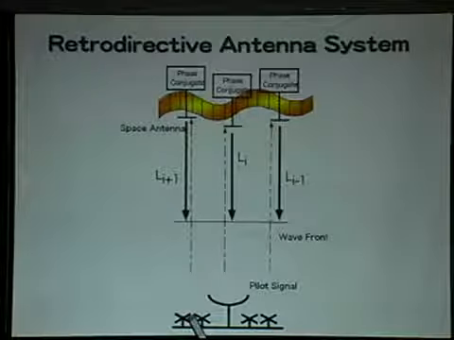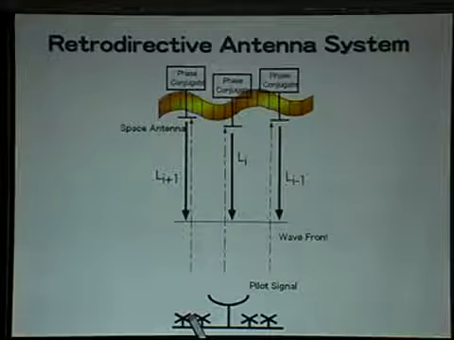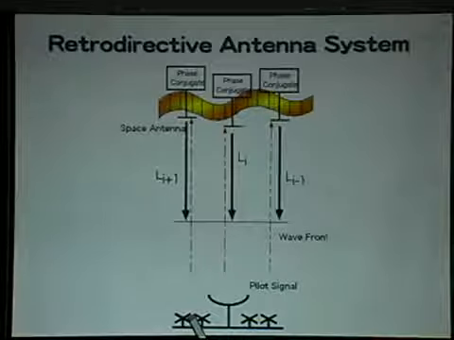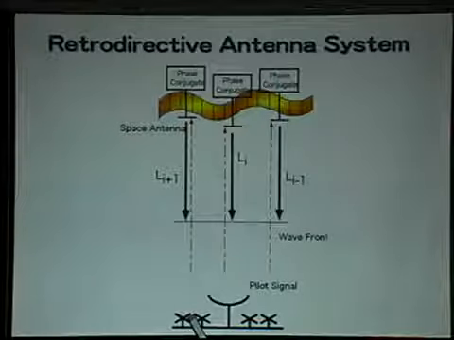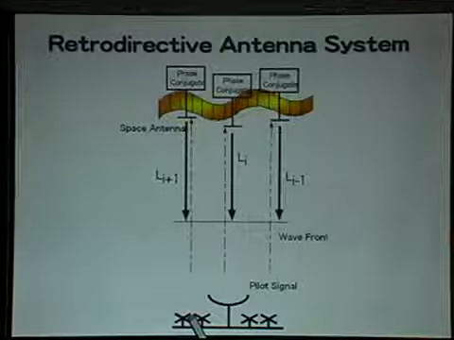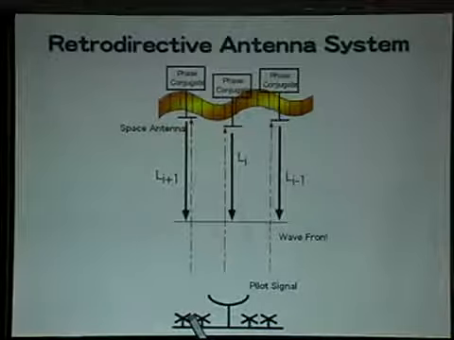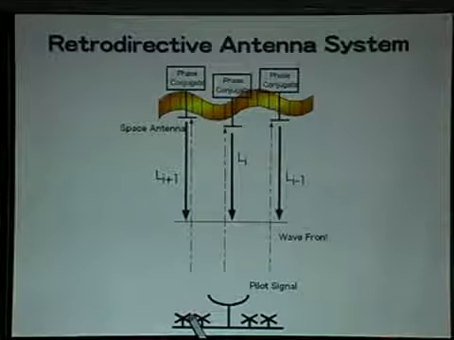And a microwave energy beam is transmitted from each antenna element. So it can realize a wavefront identical to the power signal, and concentrate microwave power on the rectenna site. So even if the space antenna is moving, this retro-directive system can compensate for the distortion.